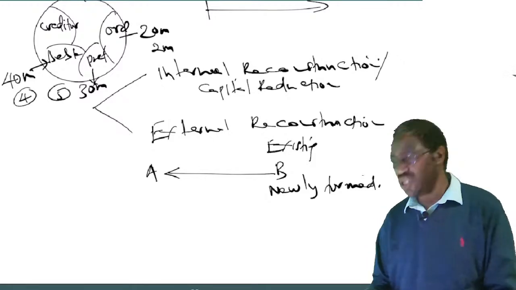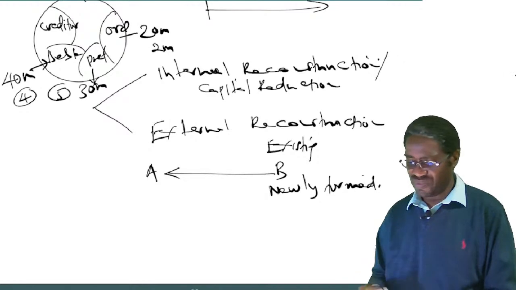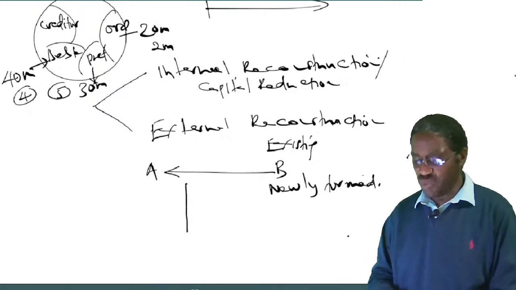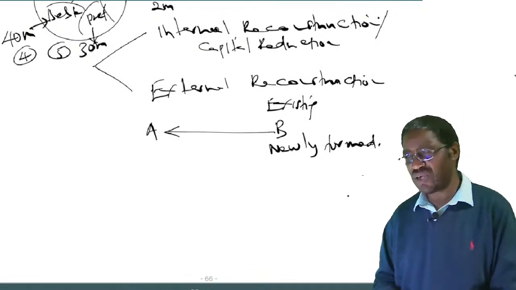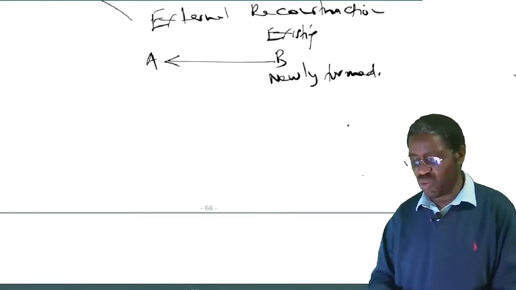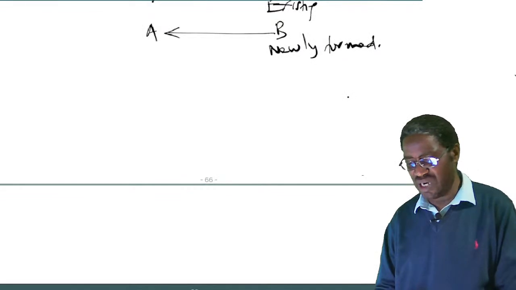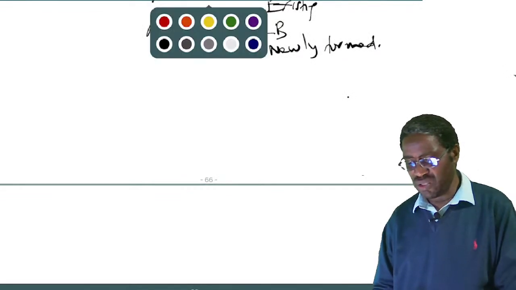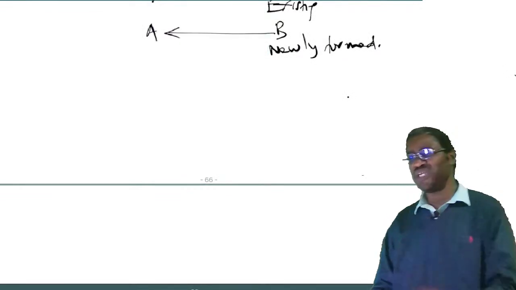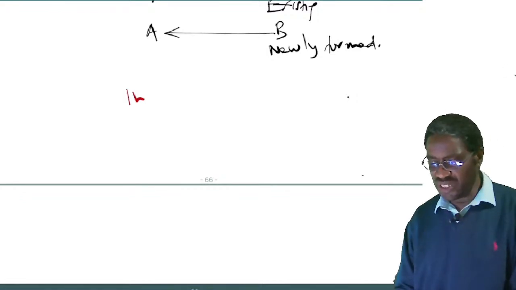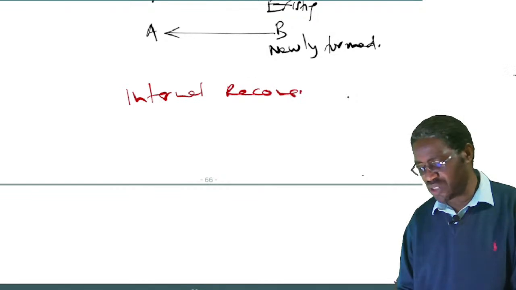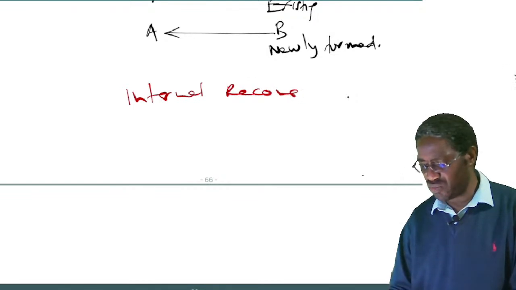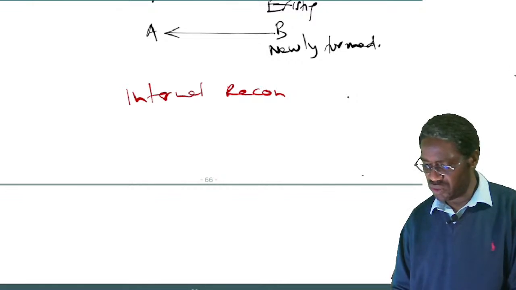External reconstruction occurs where another existing company or a newly formed company takes over the business of the company being reorganized. Good. So today, I want to introduce the area of internal reconstruction, and how internal reconstruction is done.